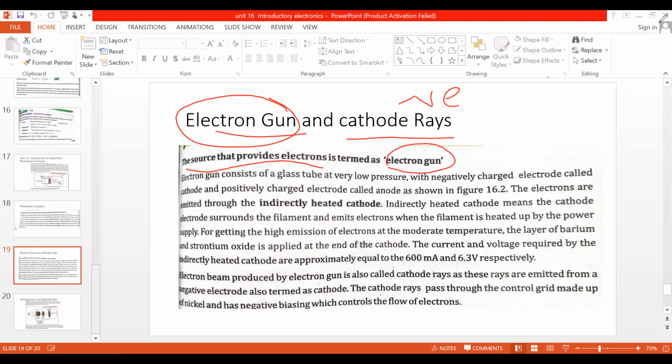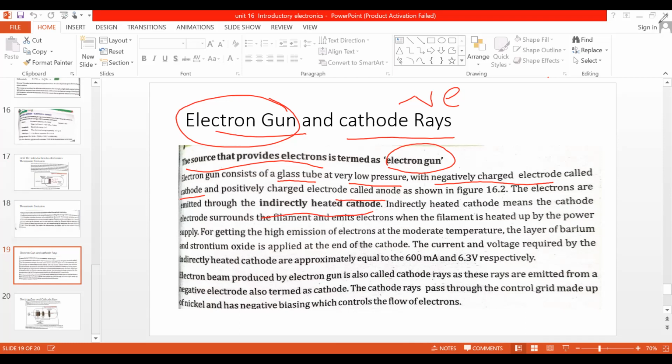An electron gun consists of a glass tube, and this tube has a very low pressure. Obviously, we know that electrons are negatively charged, so we have to place a negatively charged electrode. These negatively charged electrodes are known as cathode, and the positively charged electrodes are known as anode, right? The electrons are emitted through the indirectly heated cathode. We heat the cathode, and these electrons are emitted from the cathode.